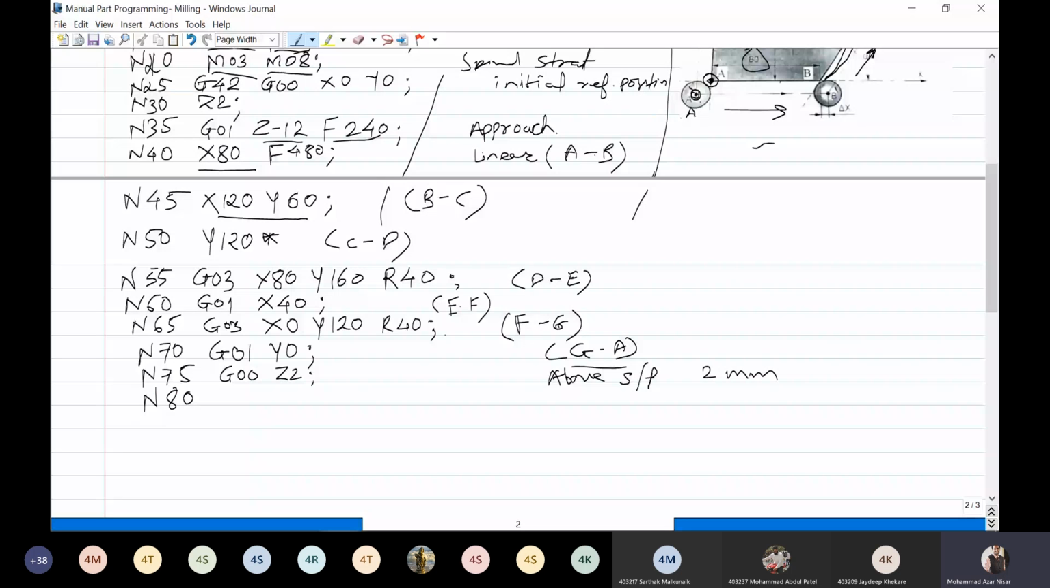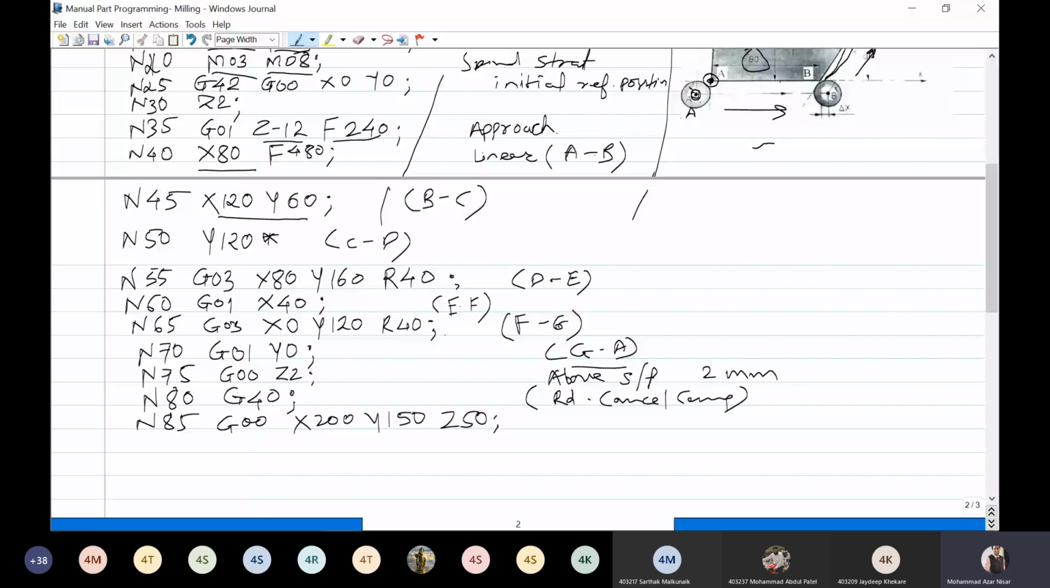Before that, you have to cancel your radius compensation. So G40 is the code used for cutter radius compensation cancel. Now you have to use G00, X200, that's the starting point again, Y150, Z50. Okay, so this comes back to its original starting position.